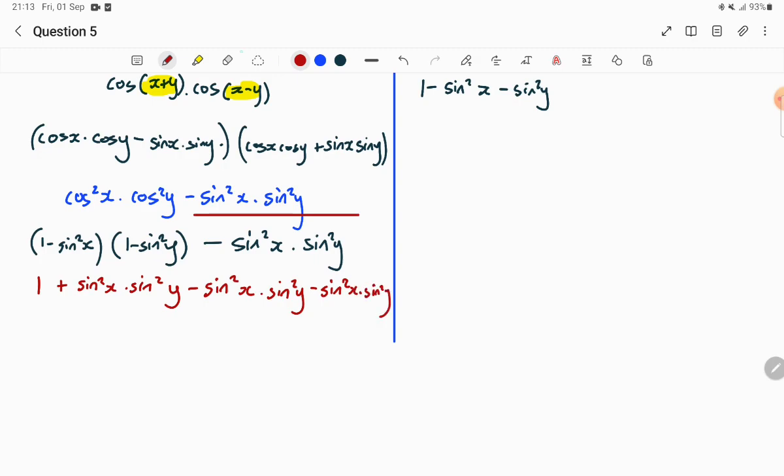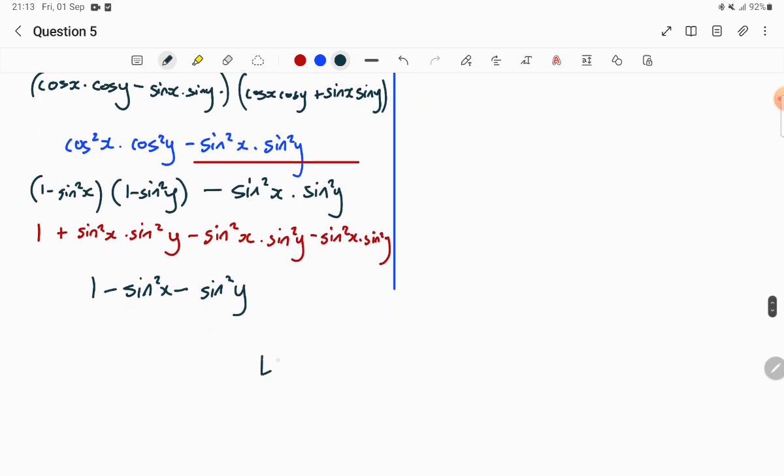As you can see, the parts that we wanted to disappear go away now, so this cancels out with that, and we're left with 1 − sin²x − sin²y. And we can therefore say that the left-hand side is equal to the right-hand side.